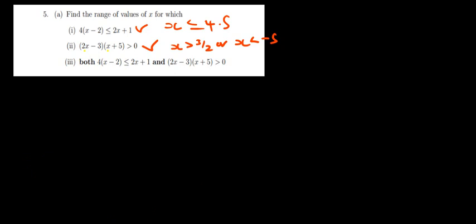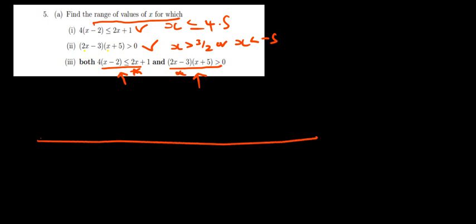They are saying find the range of values of x for which both this expression and this expression are satisfied. So here what they want us to do is just to combine the answer for this guy and the answer for this guy, to find the intersection. That will be the answer that will work in both this situation and that situation. So we're going to do a number line to do this.